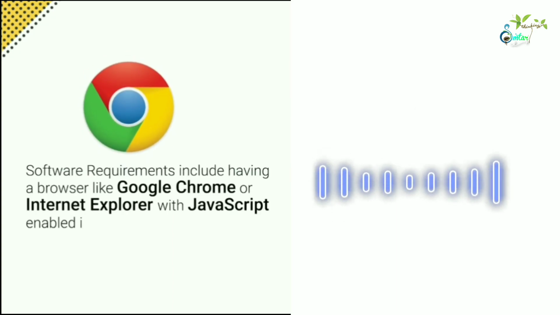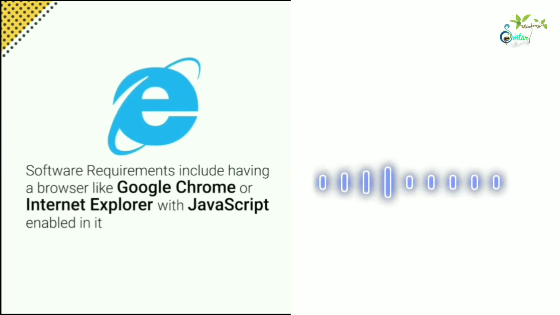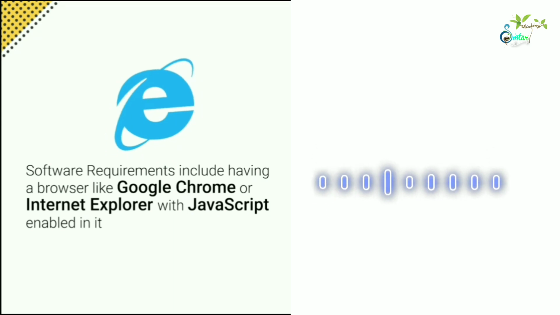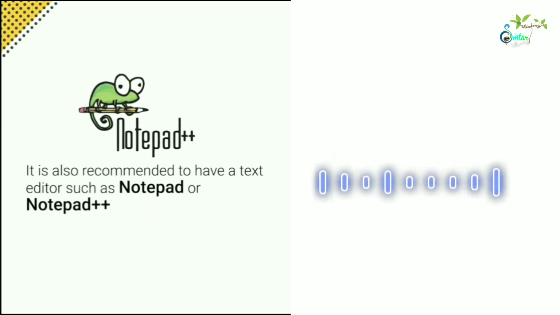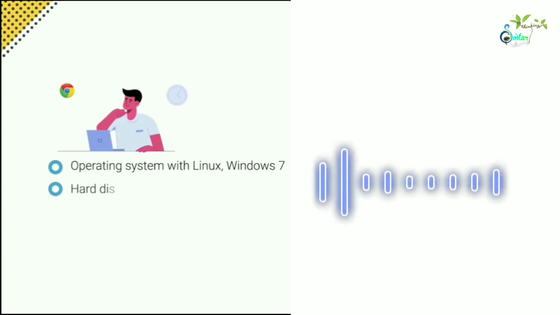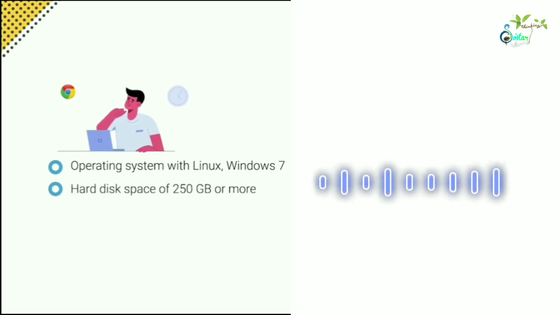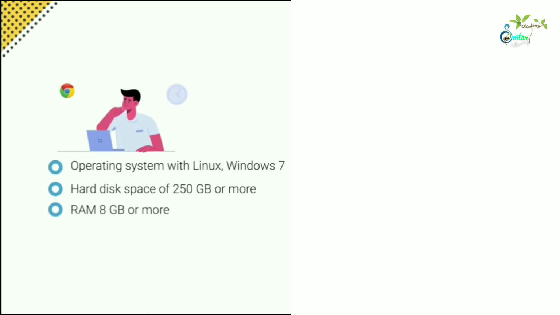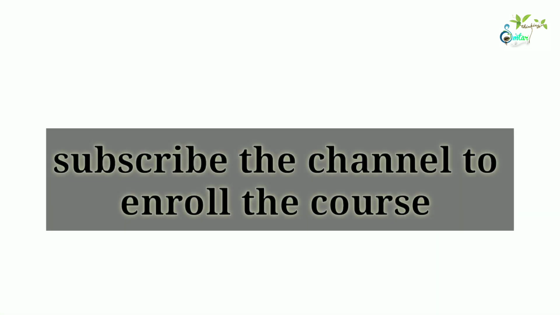Before you get started, ensure that you have all the system requirements to practice the demo. Software requirements include a browser like Google Chrome or Internet Explorer with JavaScript enabled in it. It is also recommended to have a text editor such as Notepad or Notepad++. The hardware requirements include an operating system with Linux or Windows 7 or higher, hard disk space of 20 to 250 gigabytes or more, and RAM of 8 gigabytes or more.